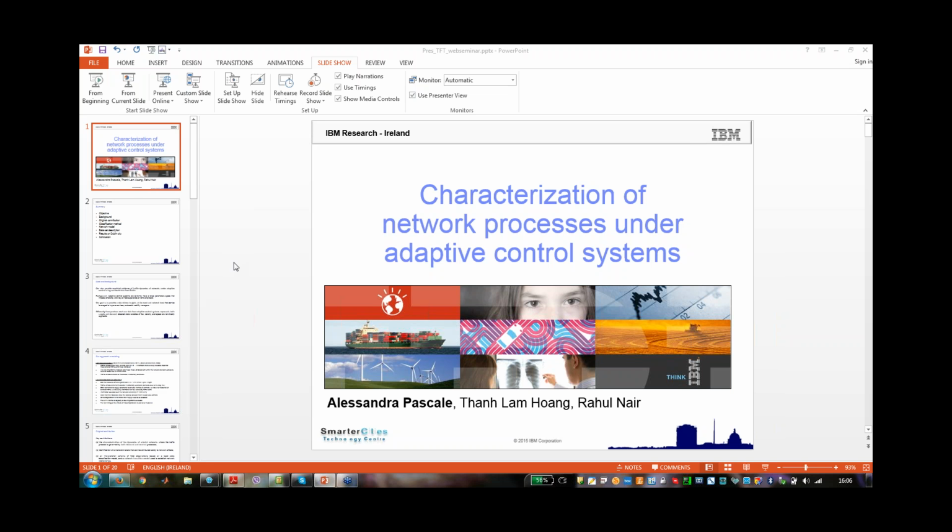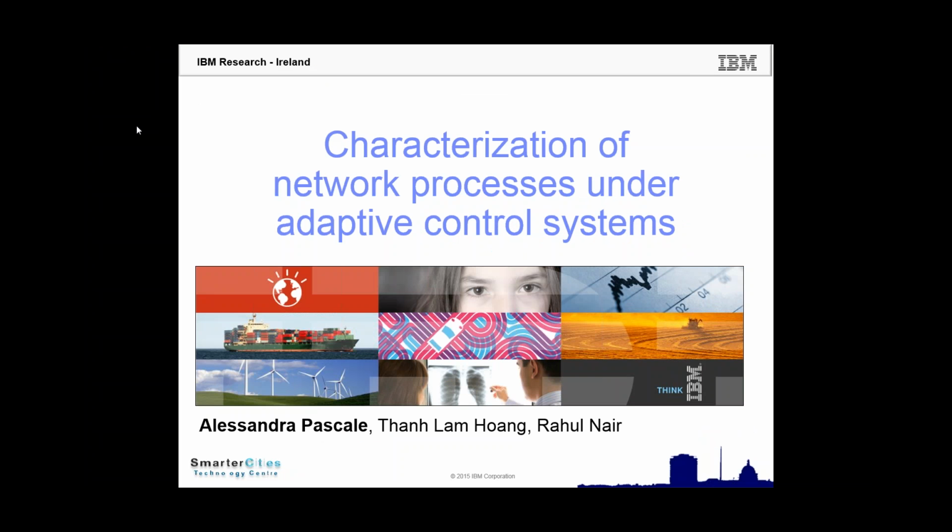So my presentation will be around a paper that has been presented at ISTTT in August in Kobe, Japan. And the main topic, I don't know if you can all see the presentation in full screen, of the paper and the work was actually the characterization of network traffic processes under adaptive control systems.